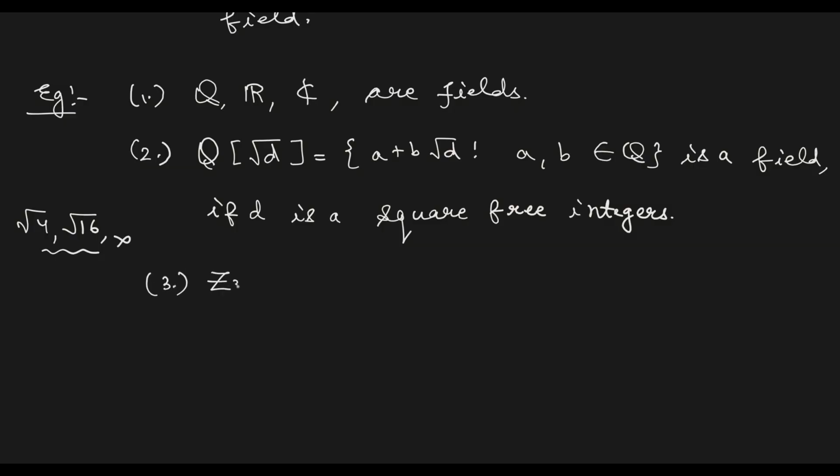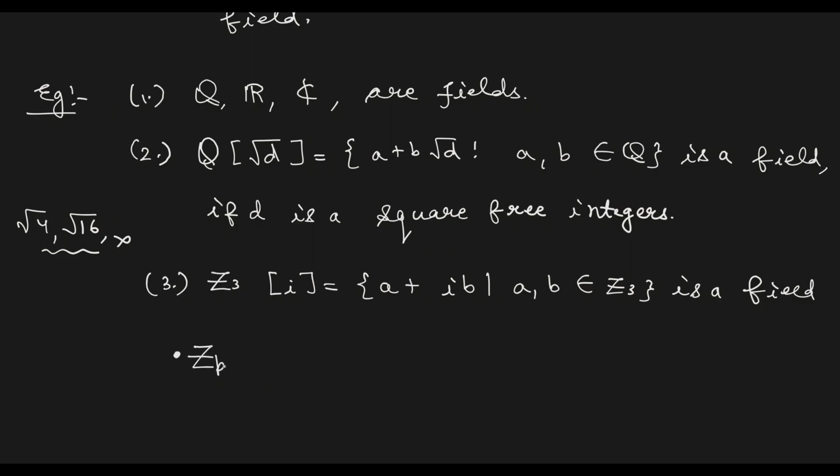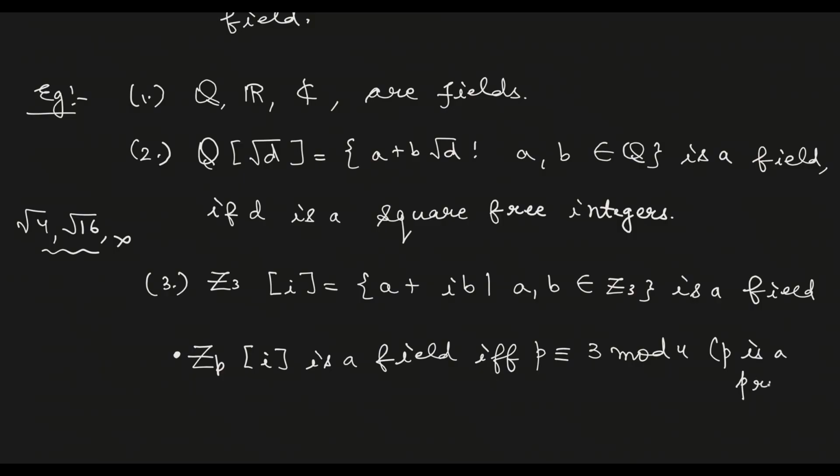Third, Z3 iota. This is equal to A plus iota B such that A and B belong to Z3. This is a field. And also ZP iota is a field if and only if P is congruent to 3 mod 4, where P is a prime.